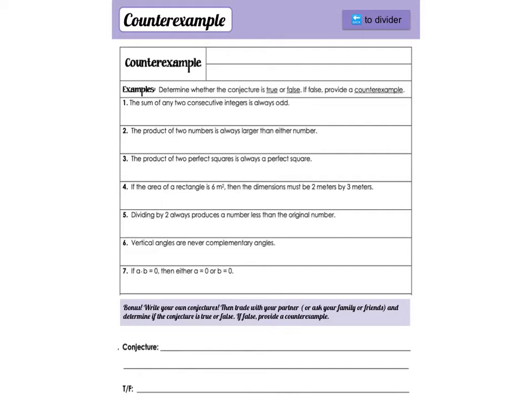So now we know how to make a conclusion based on observation and patterns and make the conjecture. So today we will learn how to use a counterexample. So let's find the definition of counterexample.